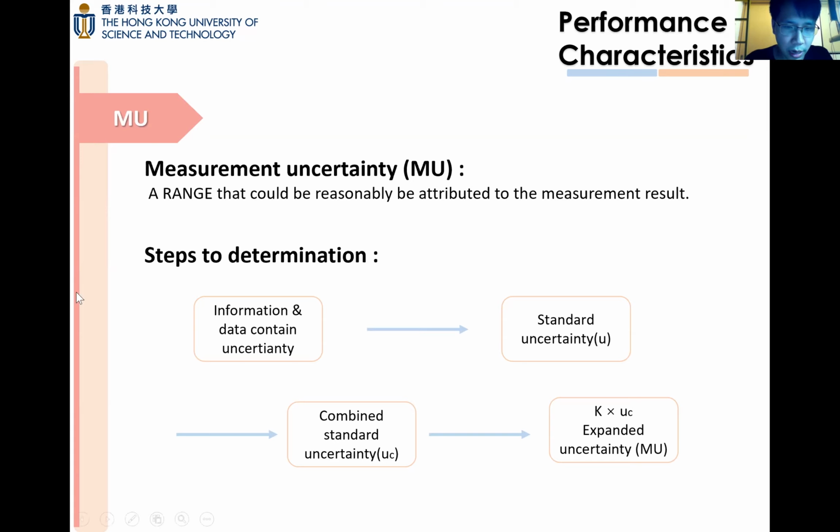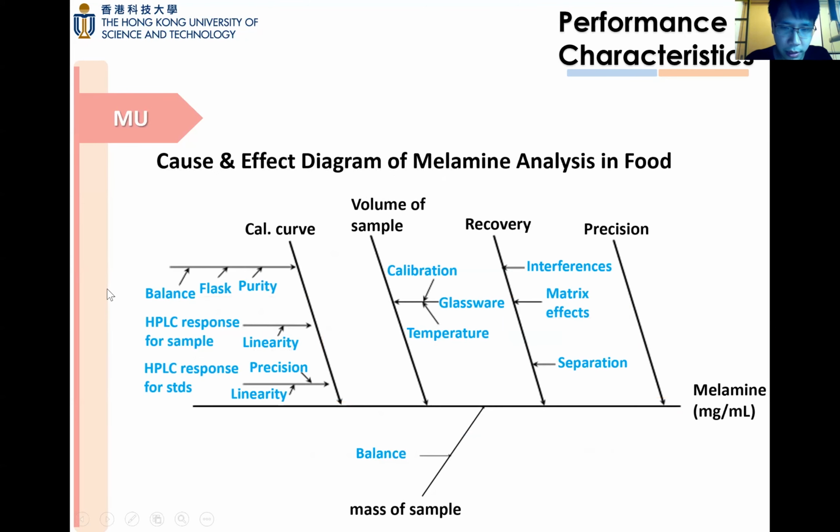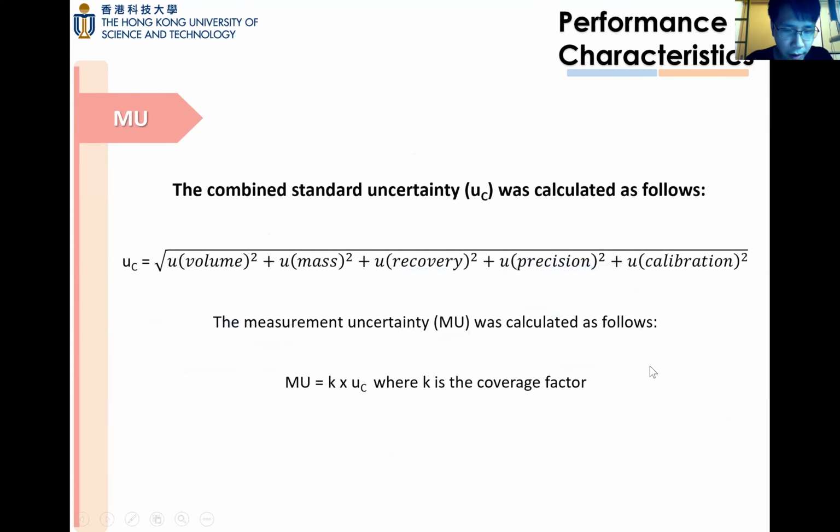First is to identify the information or data that contain uncertainty, which requires us to do a cause and effect diagram. In the quantification of melamine, there are 5 kinds of sources of uncertainty, which are the volume of sample, mass of sample, recovery, calibration curve, and precision. Once we get all 5 standard uncertainties, we can use this formula to calculate the combined standard uncertainty and the expanded uncertainty, which is the MU.